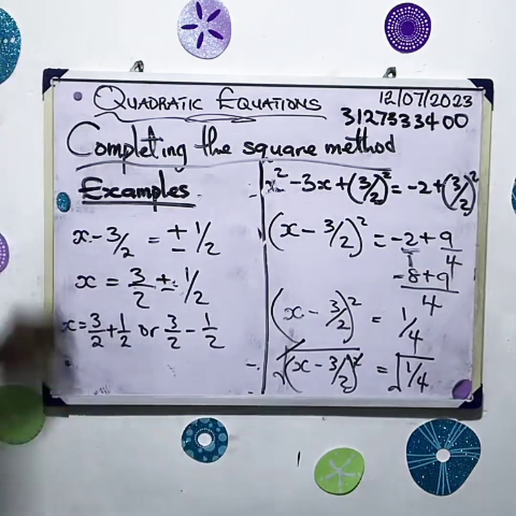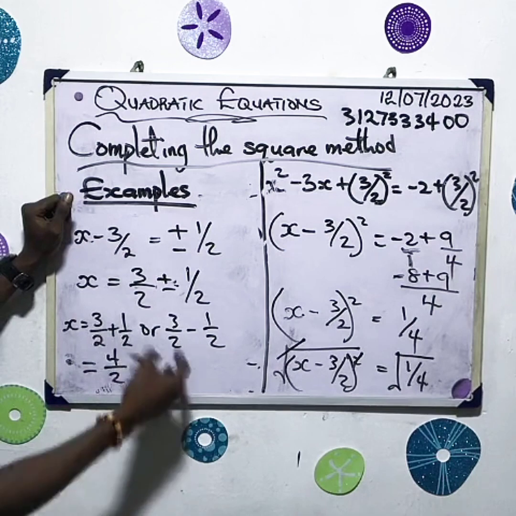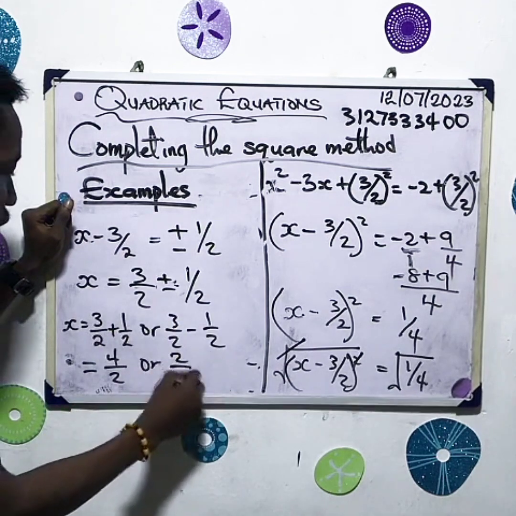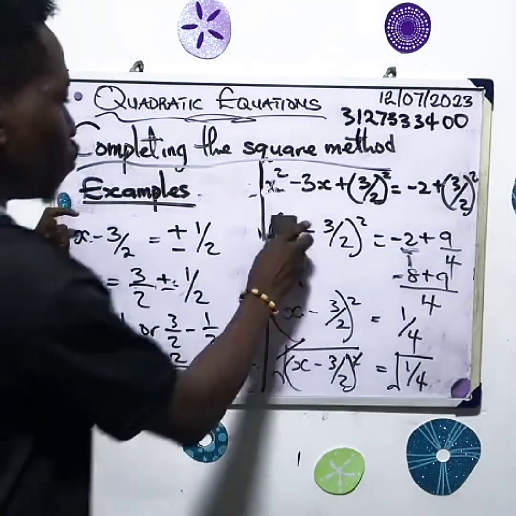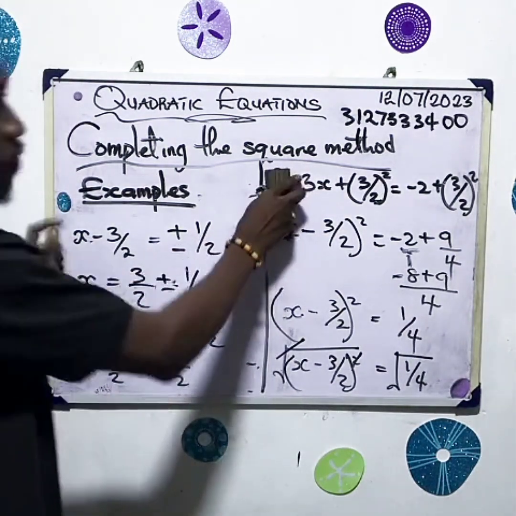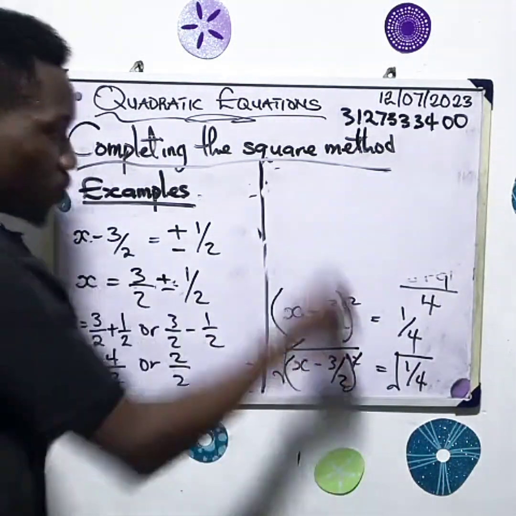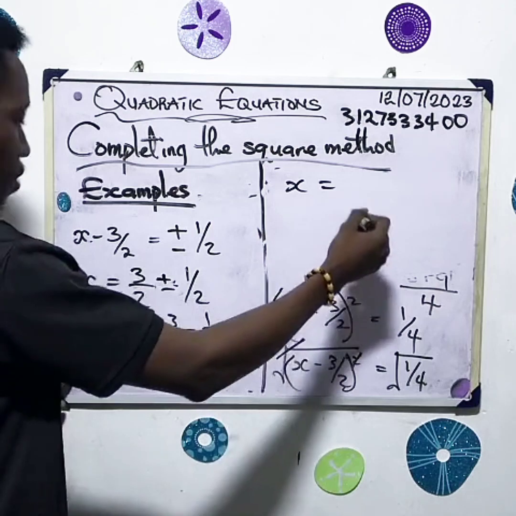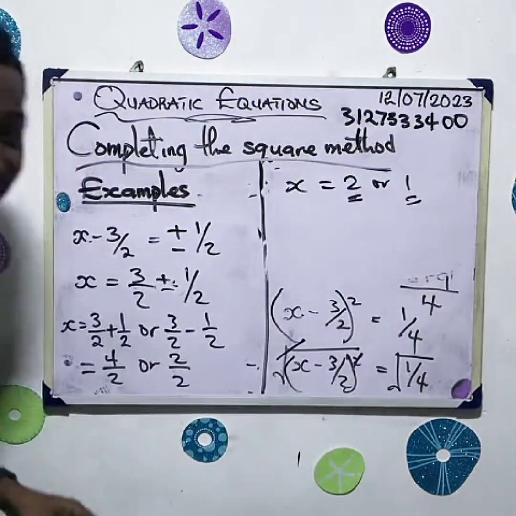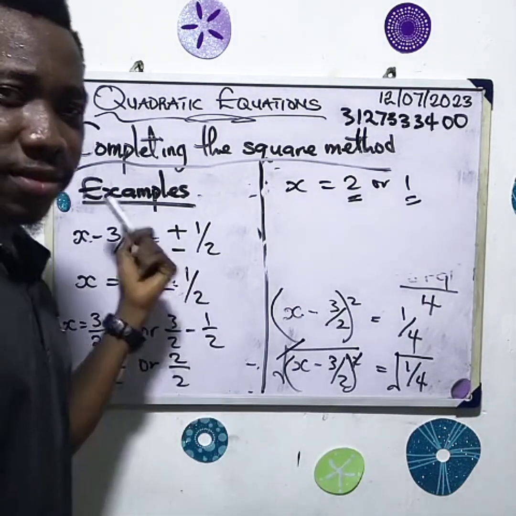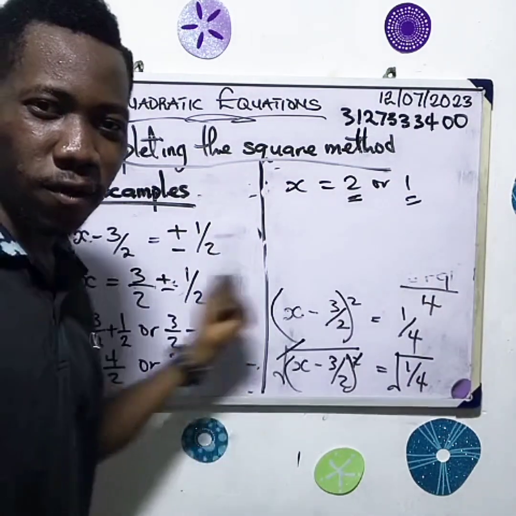Alright, so this is going to be equal to 4 over 2, or 3 minus 1, 2 over 2. So what's 4 over 2? 4 divided by 2 will give us 2. And what is 2 over 2? 2 divided by 2 equals 1. And so therefore, the answer for x is either 2 or 1. And now we've been able to solve the quadratic equation, getting these two values as the roots of the equation.